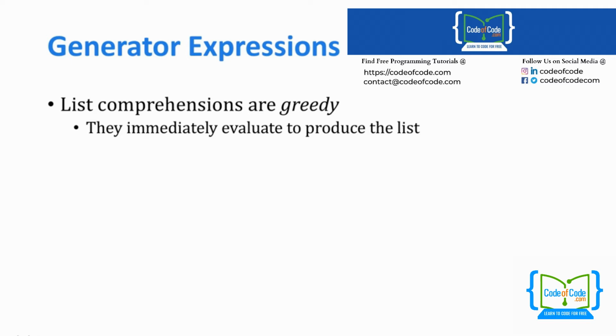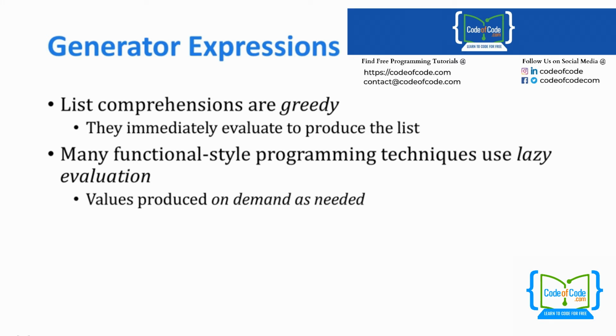List comprehensions are what we call greedy expressions. They have to evaluate immediately because their job is to immediately produce a list containing values as specified in the comprehension. On the other hand, there's lots of functional style programming techniques that use what's known as lazy evaluation, where values get produced on demand as needed, or where values only get produced once you begin to execute the code that implements the functional style programming technique.